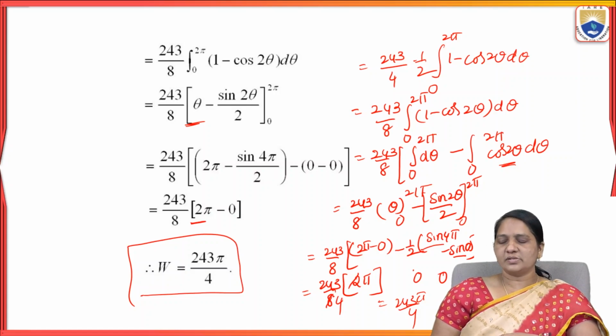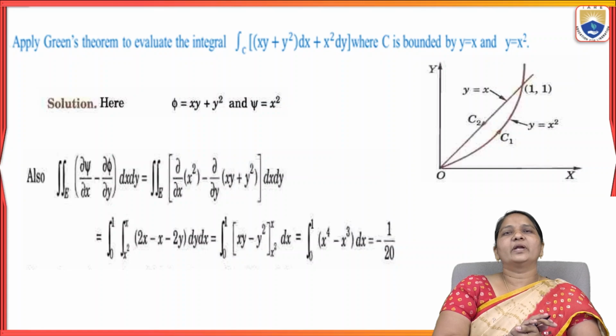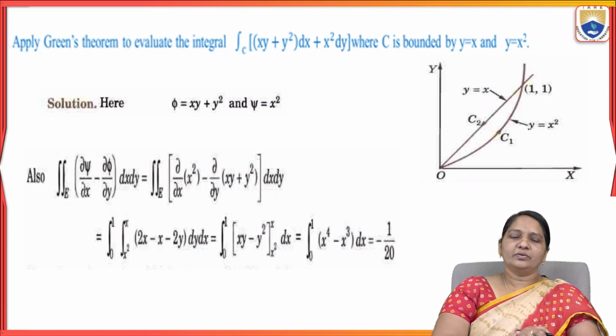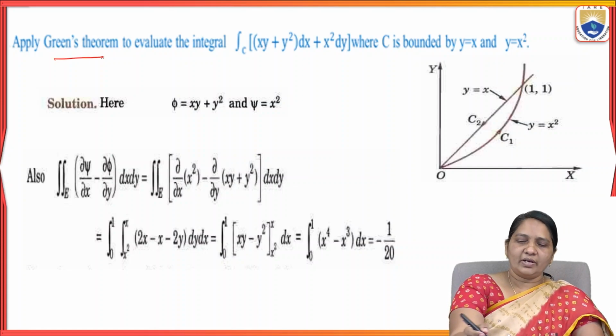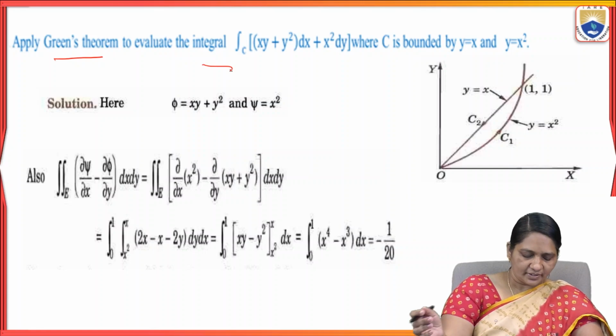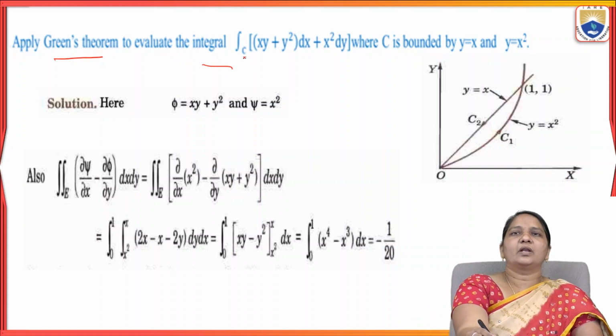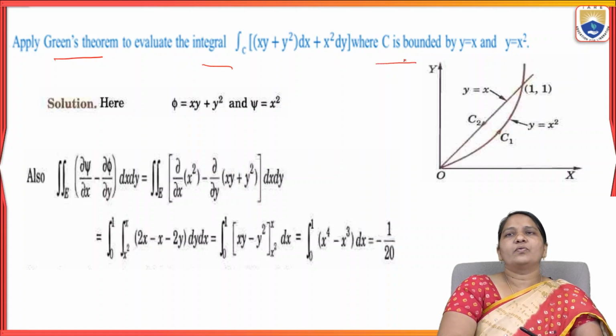Okay, I hope you understand about this problem. Now to get better clarity, I am going to discuss one more problem based on this Green's theorem. So what is the question they given? We can observe here: apply Green's theorem to evaluate the integral. What is the integral they given? That is the integral over c of xy plus y square into dx plus x square into dy, where c is bounded by y equal to x and y equal to x square.